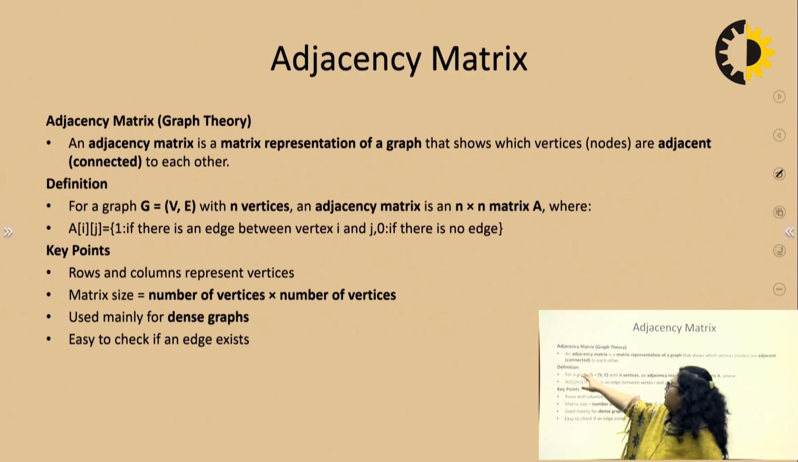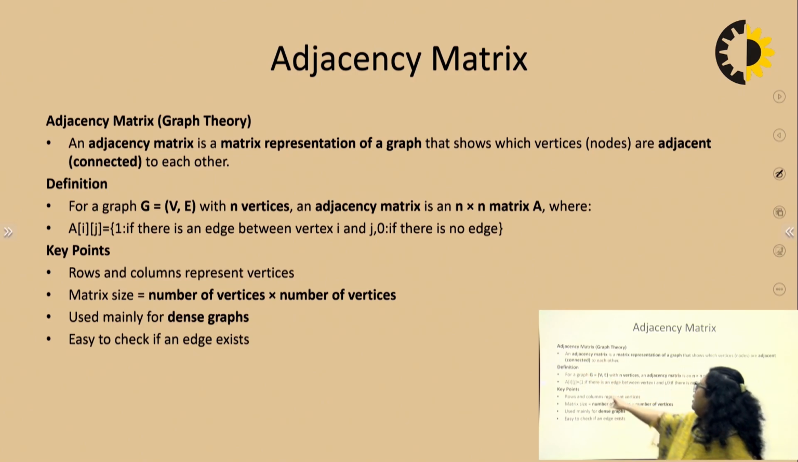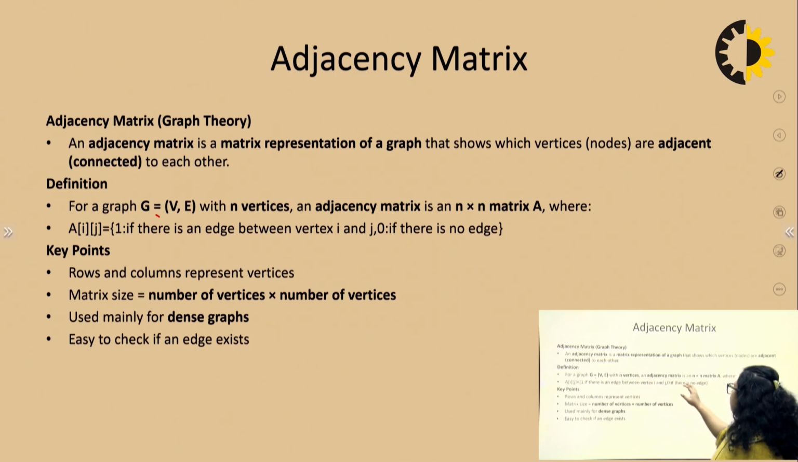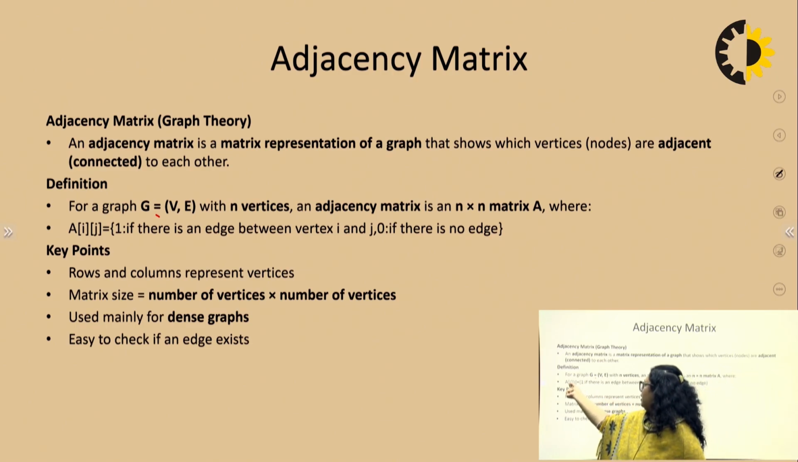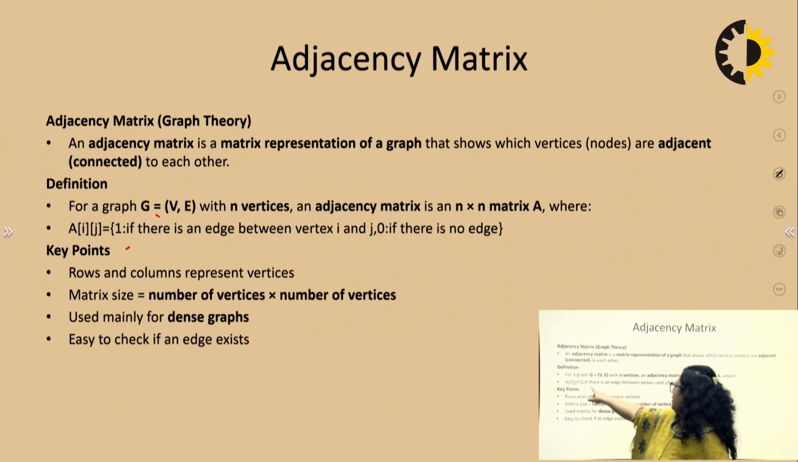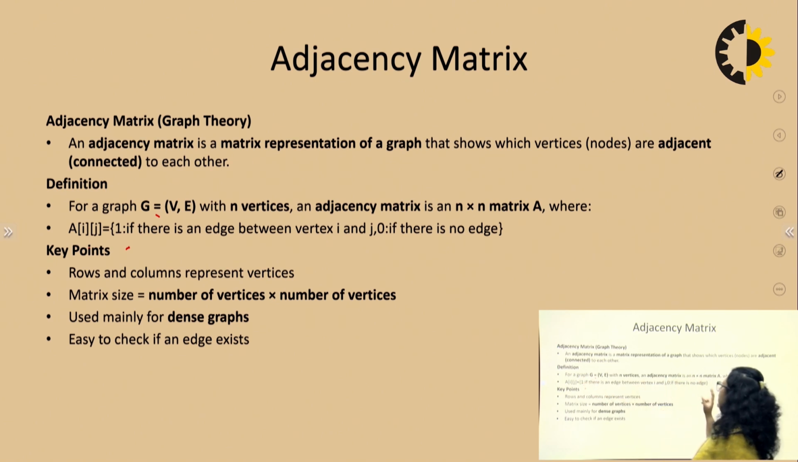So if we go for the definition of adjacency matrix, if we have a graph, the graph is represented by G, a set of vertices and a set of edges. With n vertices, the adjacency matrix is an n cross n matrix, which we can represent as A[i][j]. If there is an edge between the vertices, it is represented by 1, and if there is no edge between the vertices, then it is represented by 0.